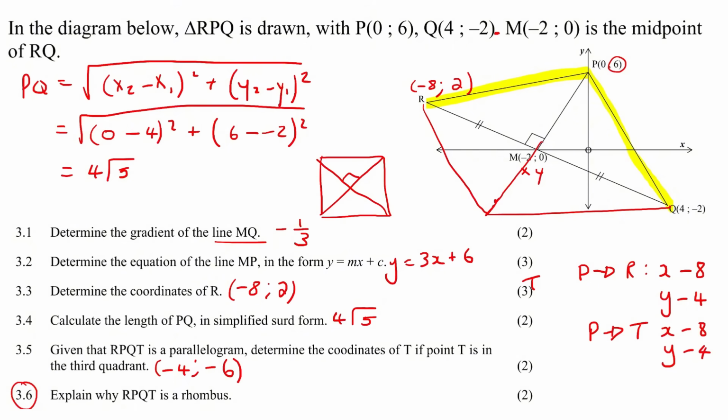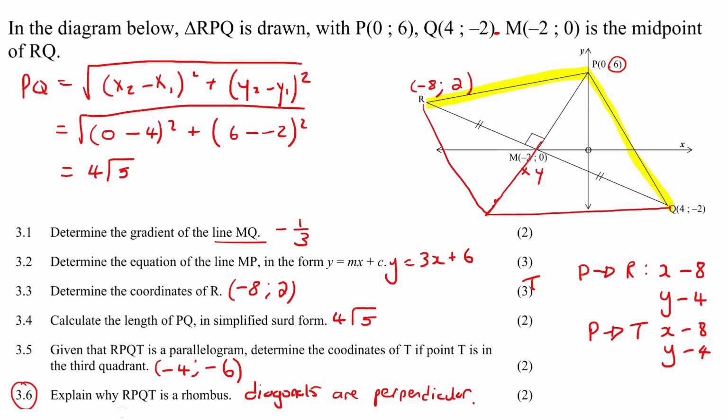You don't need to know all of this in detail. This is more like grade 10 Euclidean geometry, but the shapes can overlap with their properties. So one of the properties of a rhombus is that the diagonals intersect at 90 degrees. So why is it a rhombus? We can just say that the diagonals are perpendicular, and that'll get you your 2 marks.